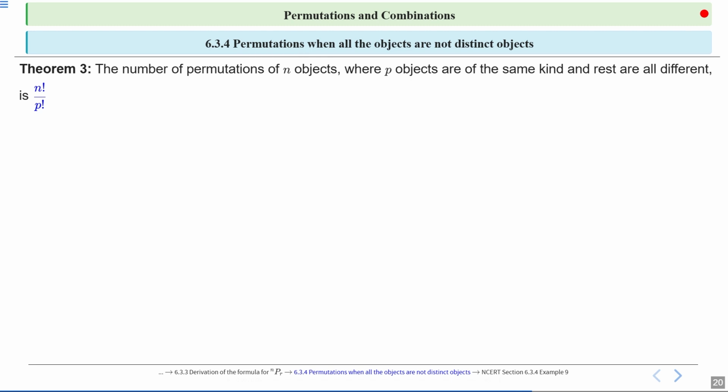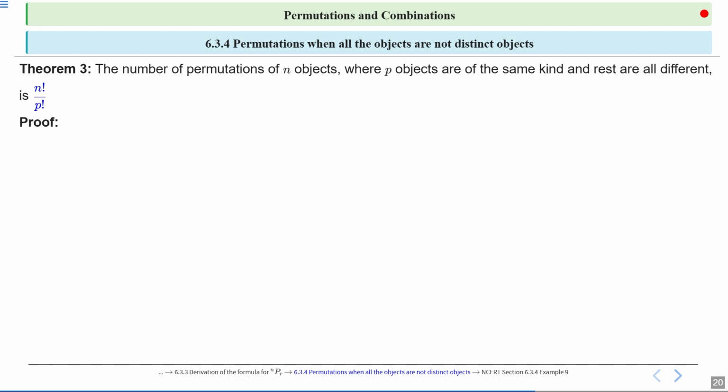Now, let's see theorem 3. Theorem 3 states that the number of permutations of n objects where p objects are of the same kind and the rest are all different is n factorial upon p factorial. Focus on this theorem, and we will see how we can prove it.